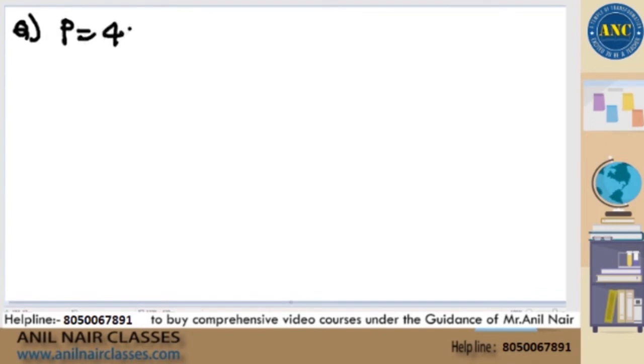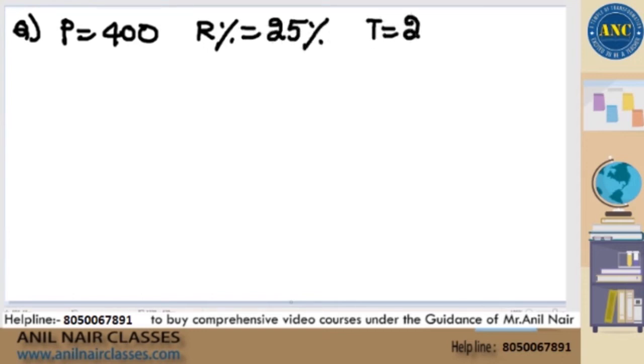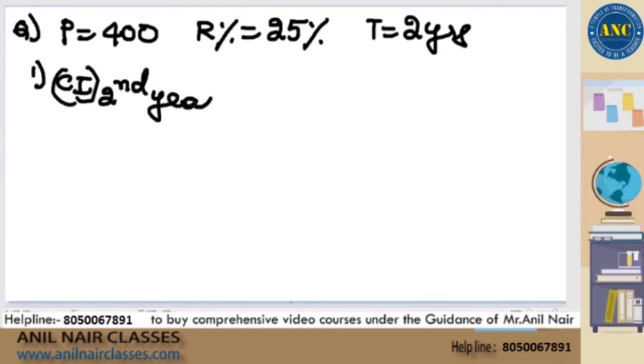P is 400. Absolutely easy questions if you understand it. R is 25%. Time period is 2 years. Question: compound interest for the second year, and compound interest for 2 years.